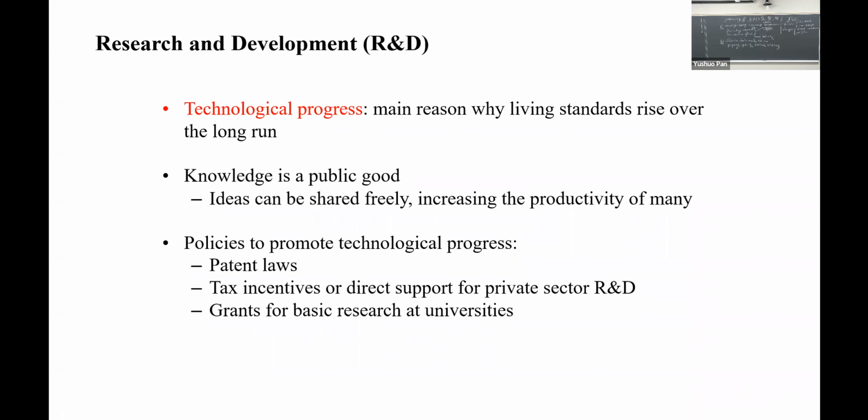What can government do to improve the technological knowledge or research and development? Usually there are three ways. First is patent laws, which is kind of the same as property rights. You should protect the property rights of others, so they have the incentive to do more research and to develop or invent more ideas. The second strategy is tax incentives or direct support for private sector R&D. And the third one is grants for basic research at universities.